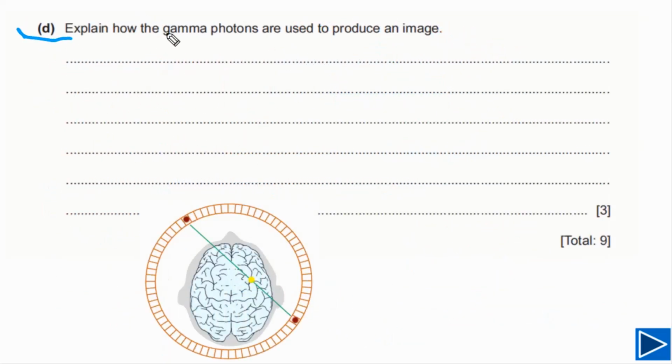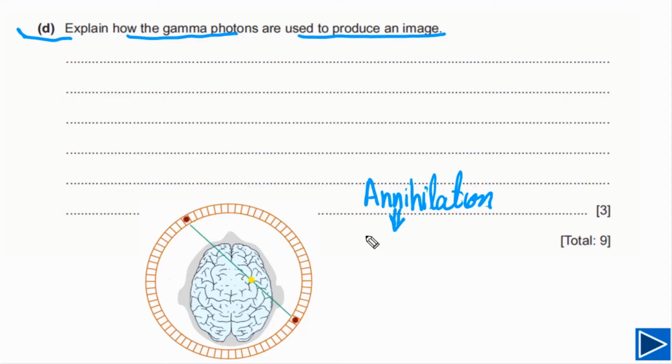For part D, we need to explain how the gamma photons are used to produce an image. First thing we need to understand is when gamma photons are produced. Gamma photons are produced due to the annihilation process. When annihilation takes place, gamma photons are produced because mass is converted into energy.